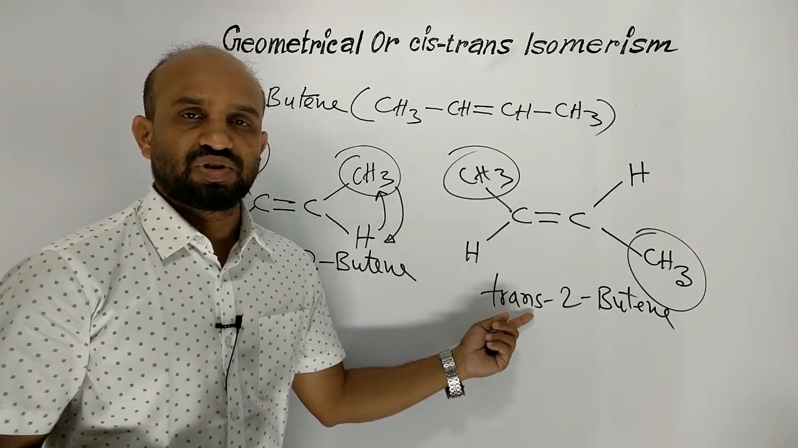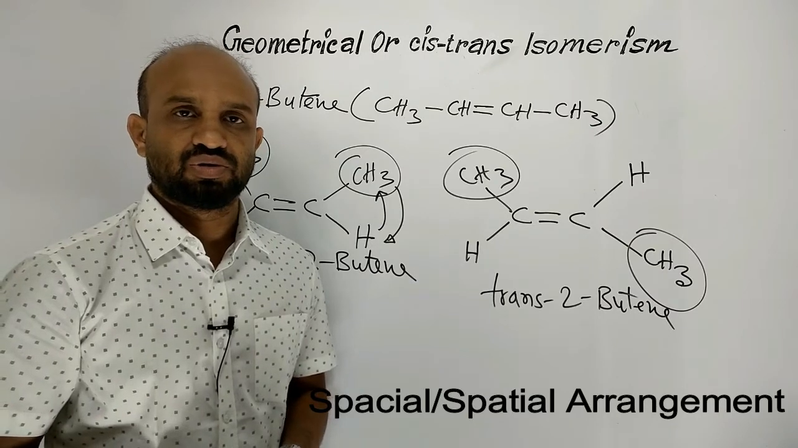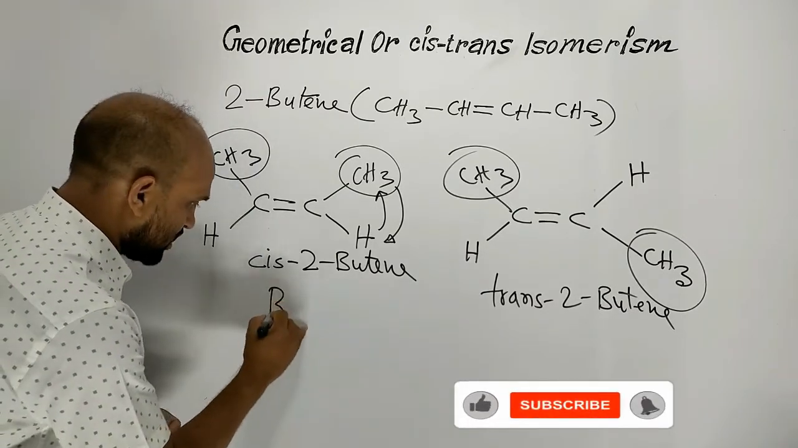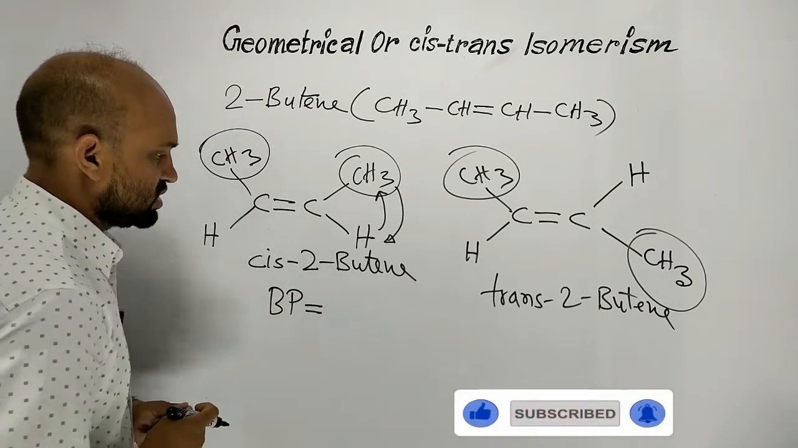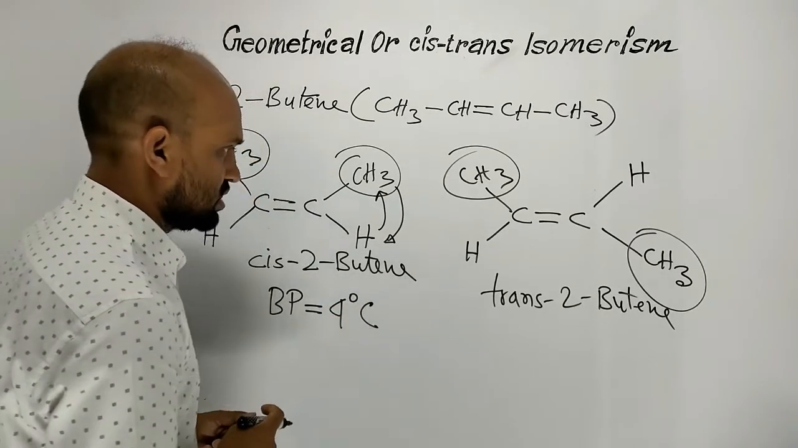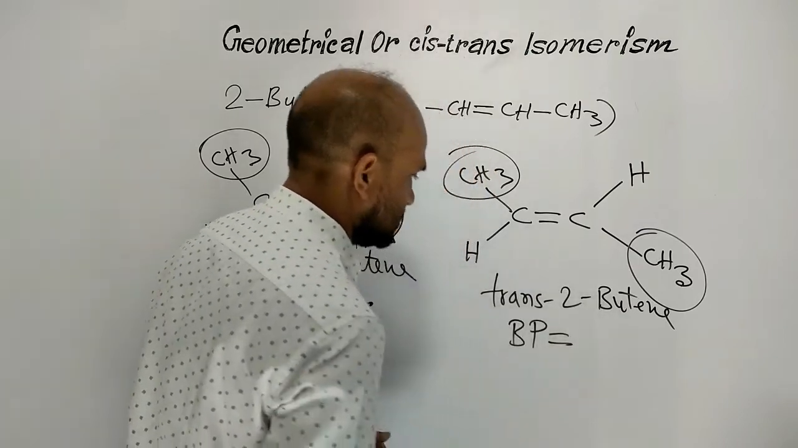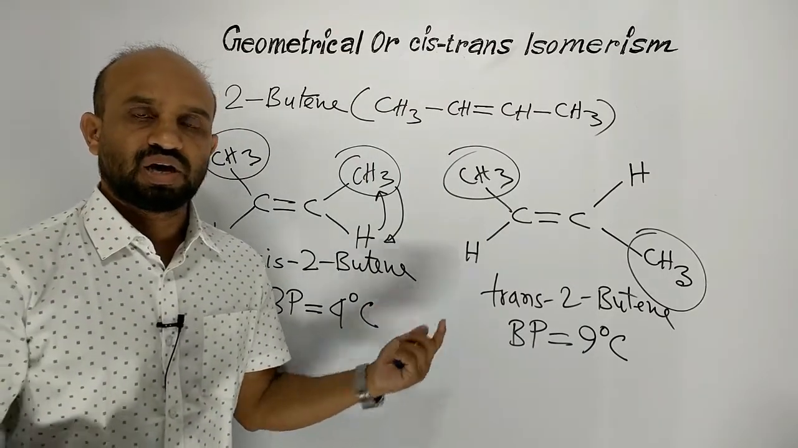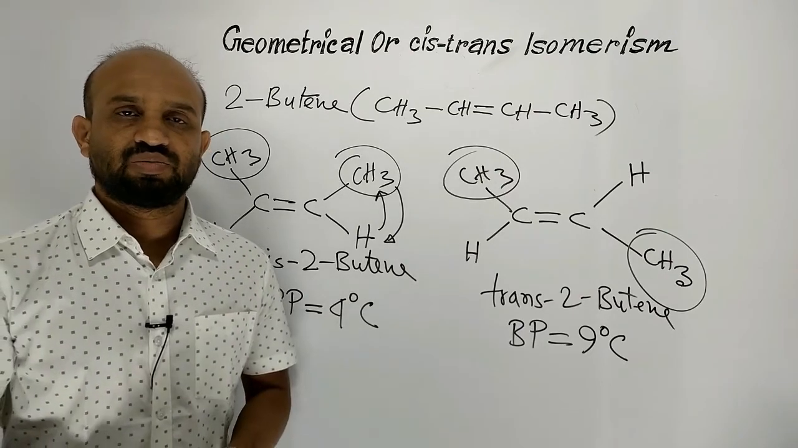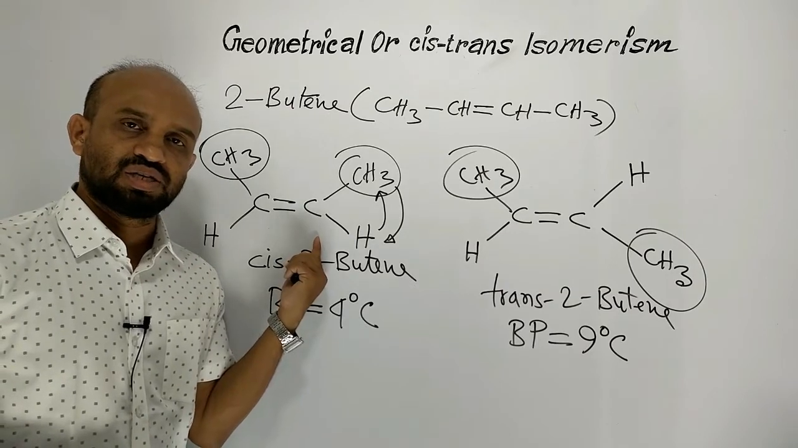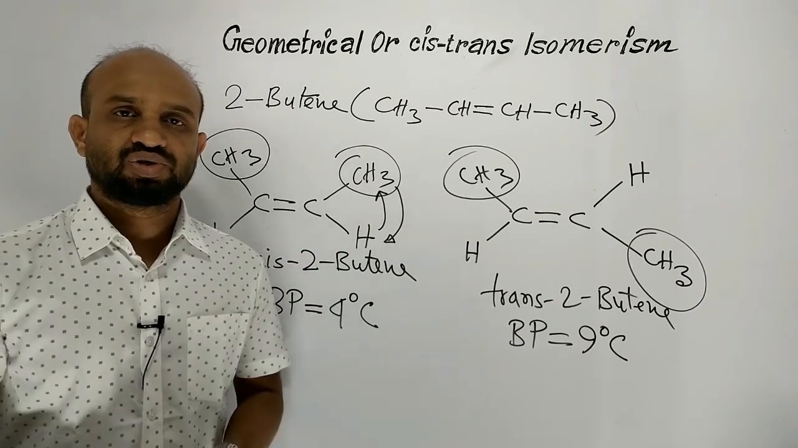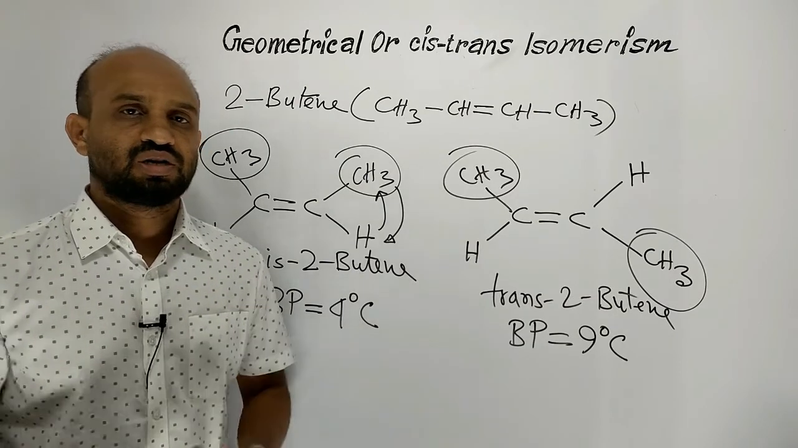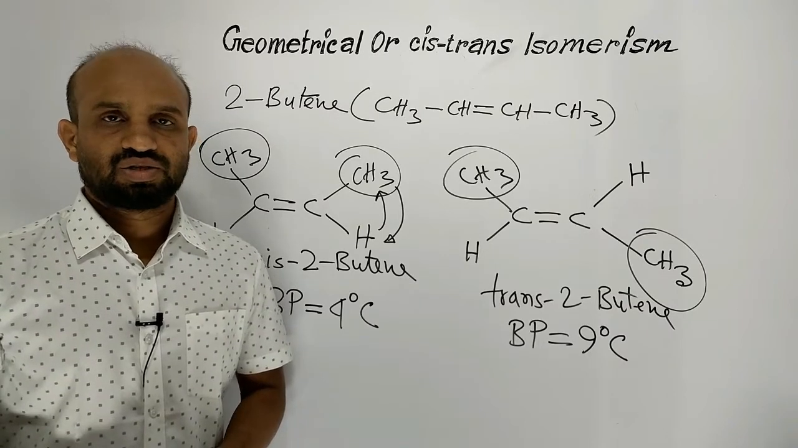Because of the difference in spatial arrangement of atoms or groups, these compounds show different physical and chemical properties. For example, the boiling point of cis-2-butene is 4 degrees centigrade, and the boiling point of trans-2-butene is 9 degrees centigrade. So, when similar atoms or groups remain on the same side of the carbon-carbon double bond, we get the cis isomer, and when similar atoms or groups remain diagonally or on the opposite side of the carbon-carbon double bond, then the trans isomer is obtained. Let's see another example.